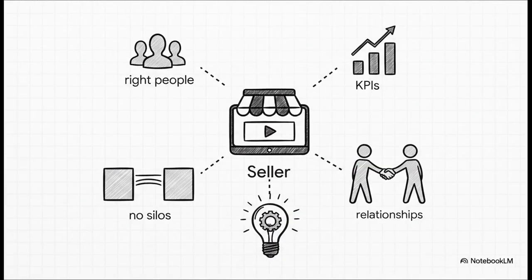And for the sellers, the publishers, it's a very similar story. You've got to define what success even looks like with clear metrics, or KPIs. You need the right people with the right skills on your team, and you absolutely cannot treat your programmatic team like it's off in its own little silo. It has to be a core part of the business. And just like the buyers, it's all about building strong relationships and having a culture of testing and innovating.